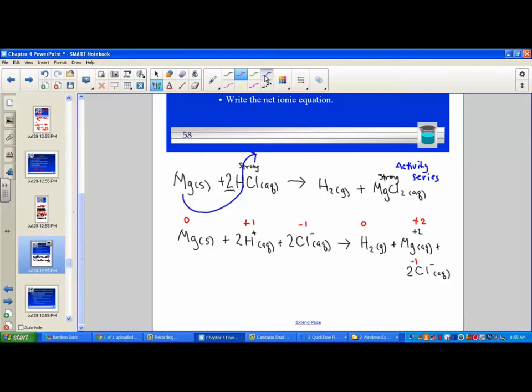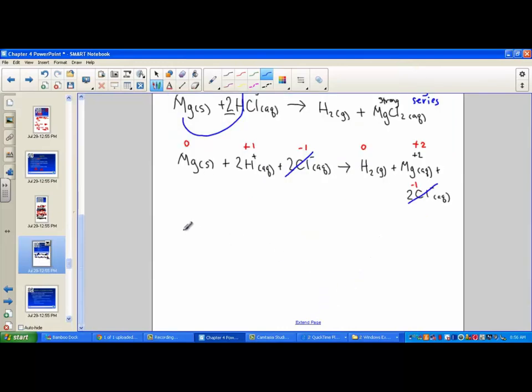Let's eliminate the spectators and see what we have. We have chlorides, and that's it, isn't it? Now, to be a spectator, it has to appear exactly the same on the left and the right side of our arrow. Magnesium on the left is a 0. Magnesium on the right is now charged with a +2. Therefore, they are different and will not be eliminated. Hydrogen started as a +1 and went to the molecular form of 0. Notice how we have a change of charge.